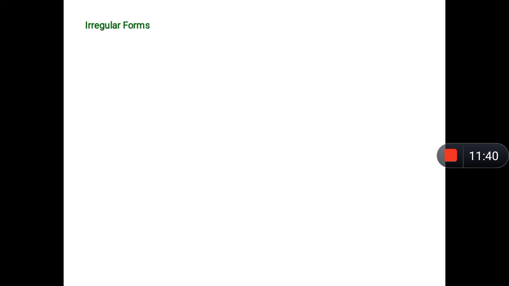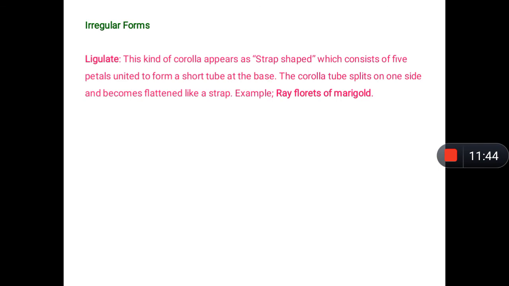Now, irregular forms. The first one is ligulate. This kind of corolla appears strap-shaped, which consists of 5 petals united to form a short tube at the base. The corolla tube splits on one side and becomes flattened like a strap. Example is the ray floret in marigold. Marigold, we commonly call in Marathi as Jhendu.